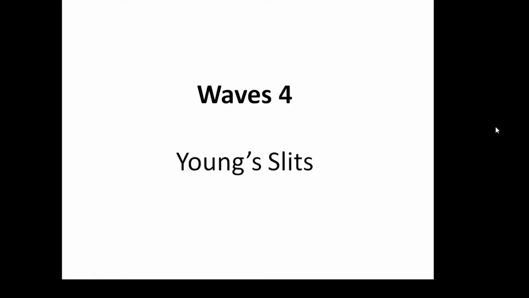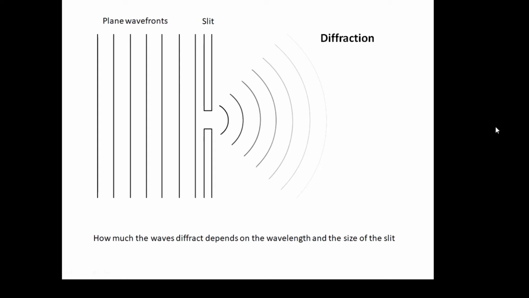Waves for Young's slits, Young's double-slit experiment. Before we look at that, let's talk about diffraction. If waves go through a slit or waves go around a corner, they bend round the corner, they bend as they go through the slit, and you end up with plane waves turning into something more like circular waves. So basically a slit will act as a point source due to diffraction.